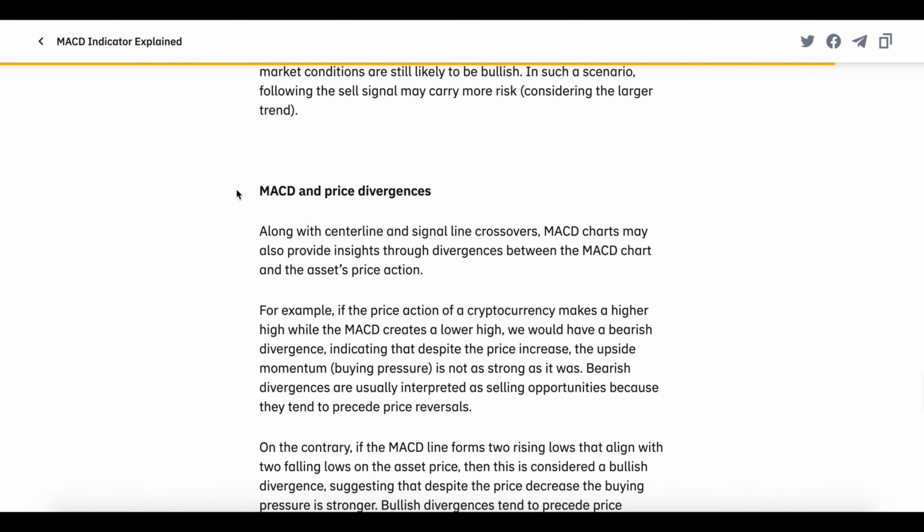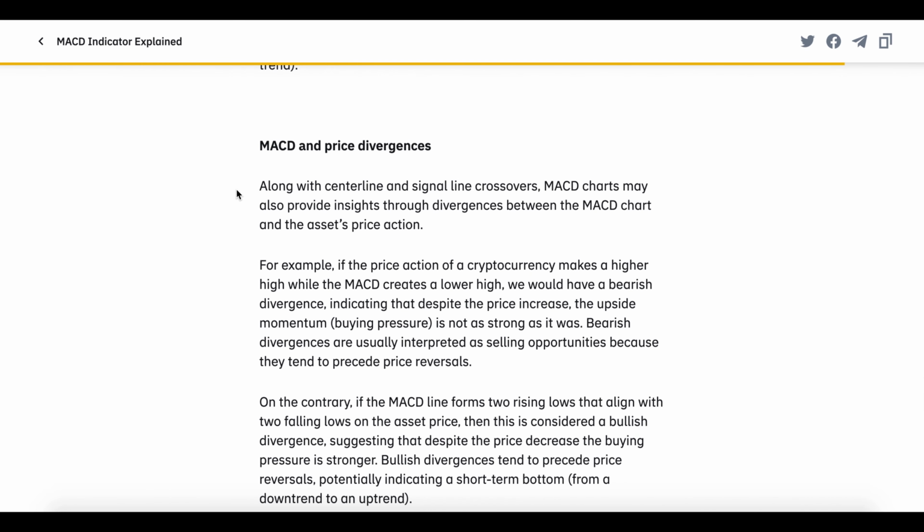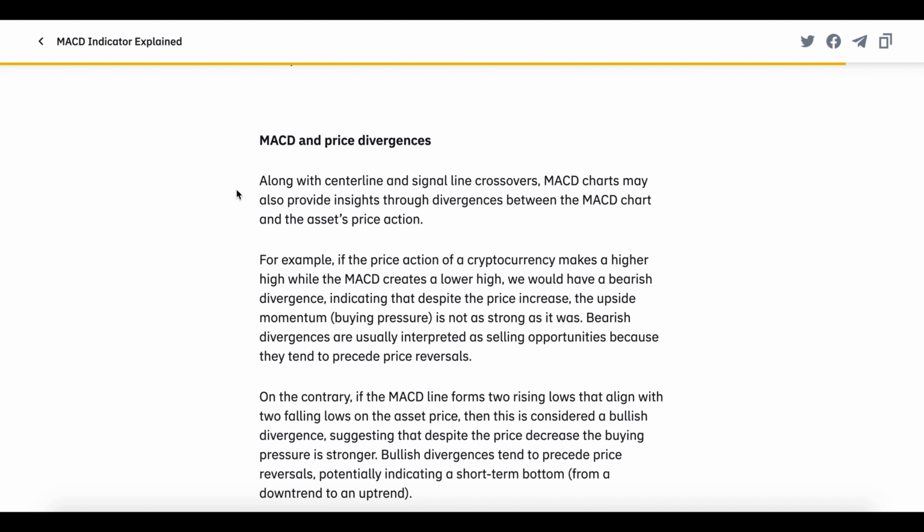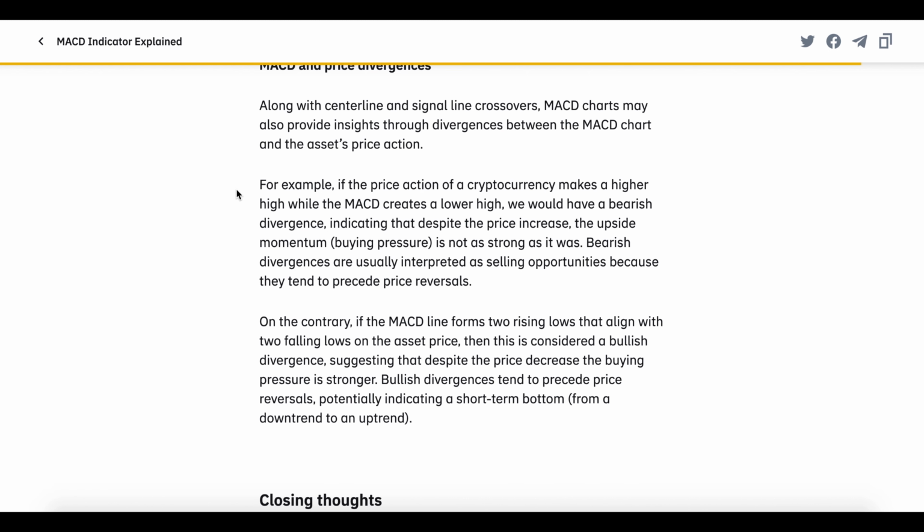MACD and price divergences. Along with the center line and signal line crossovers, MACD charts may also provide insights through divergences between the MACD chart and the asset's price action. For example, if the price action of a cryptocurrency makes a higher high while the MACD creates a lower high, we would have a bearish divergence, indicating that despite the price increase, the upside momentum is not as strong as it was. Bearish divergences are usually interpreted as selling opportunities because they tend to precede price reversals.